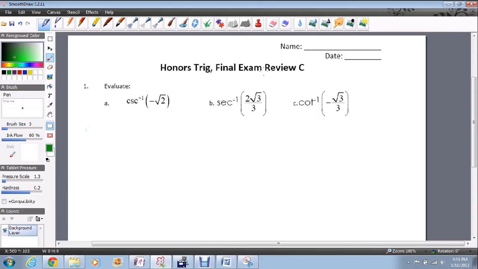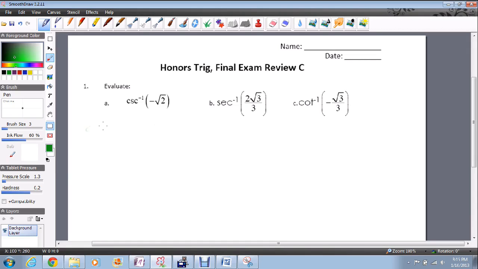Alright, well now we're on the last review pack that I have for you guys. Again, I want to encourage you guys to maybe watch me do part A of these problems and then try to do the remaining parts, like for instance in this problem B and C, on your own. Okay, so I want to start out just with a little reminder of how these guys work.